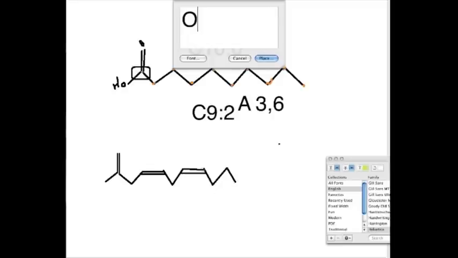And that tells you how far back the double bond is from the end of the carbon. The last carbon will tell you if it's an omega-3 or an omega-6. Those are the big ones.